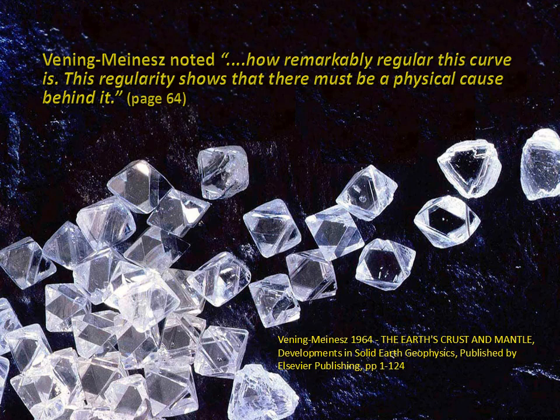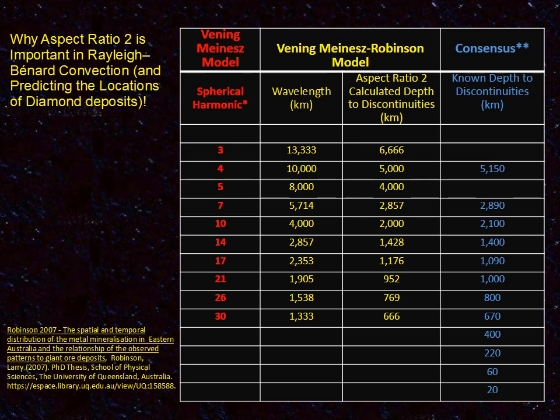Weenik Mines noted just how remarkably regular this hyperbolic curve is. This regularity showed him that there must be a physical cause behind it. The evidence presented in the next few slides, the next few tables, will show that the speculations, the realizations by Weenik Mines almost 100 years ago are valid. The various spherical harmonic orders mentioned previously, which are peaks along the hyperbolic curve, are shown here in red.